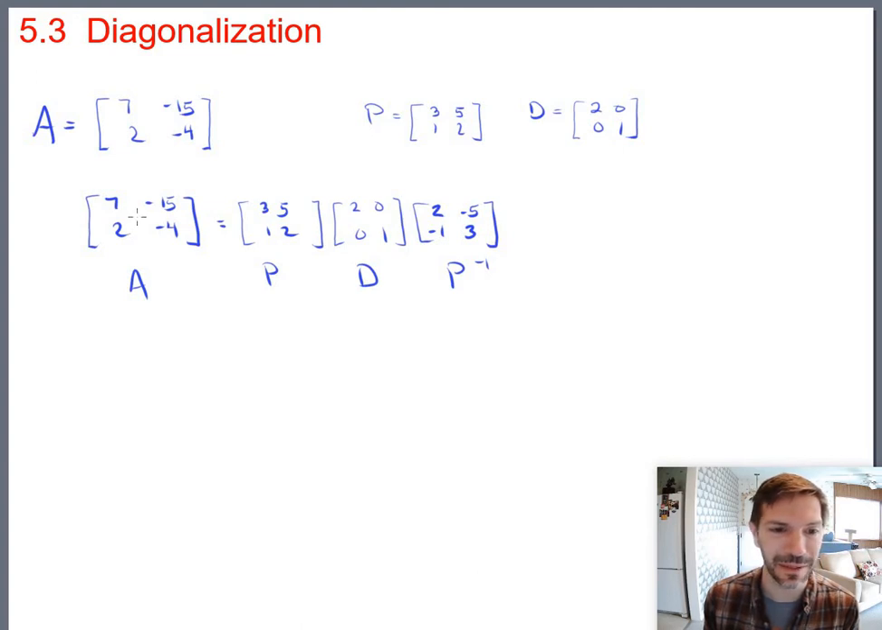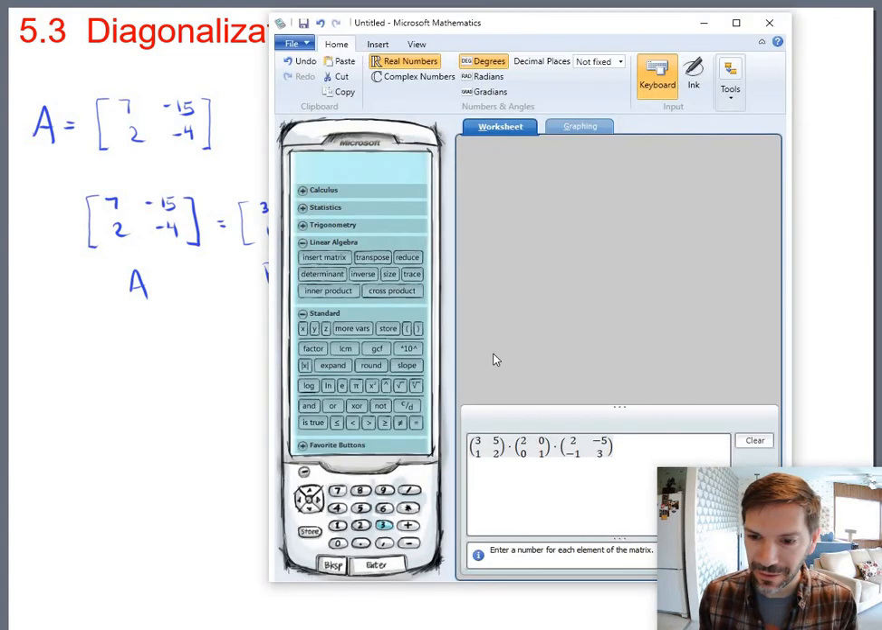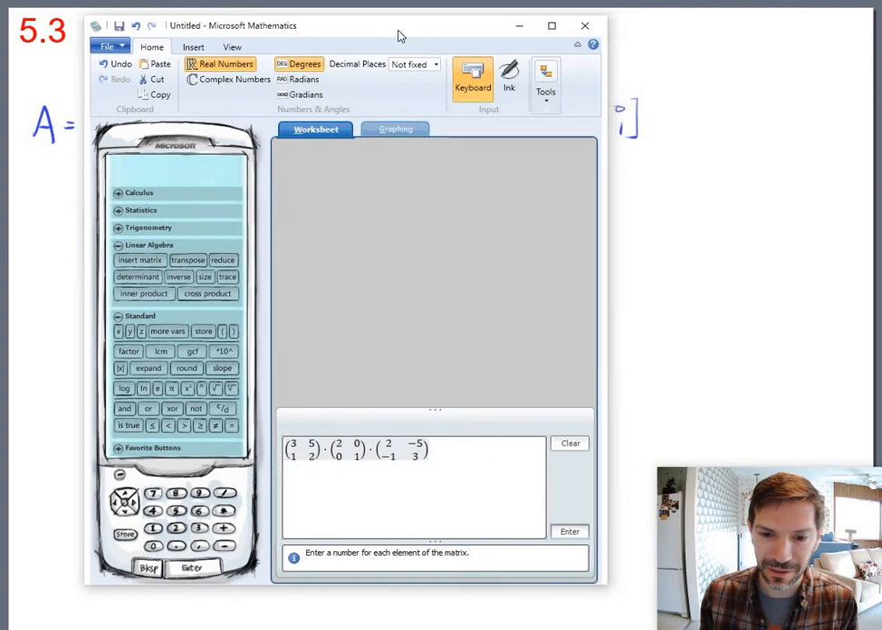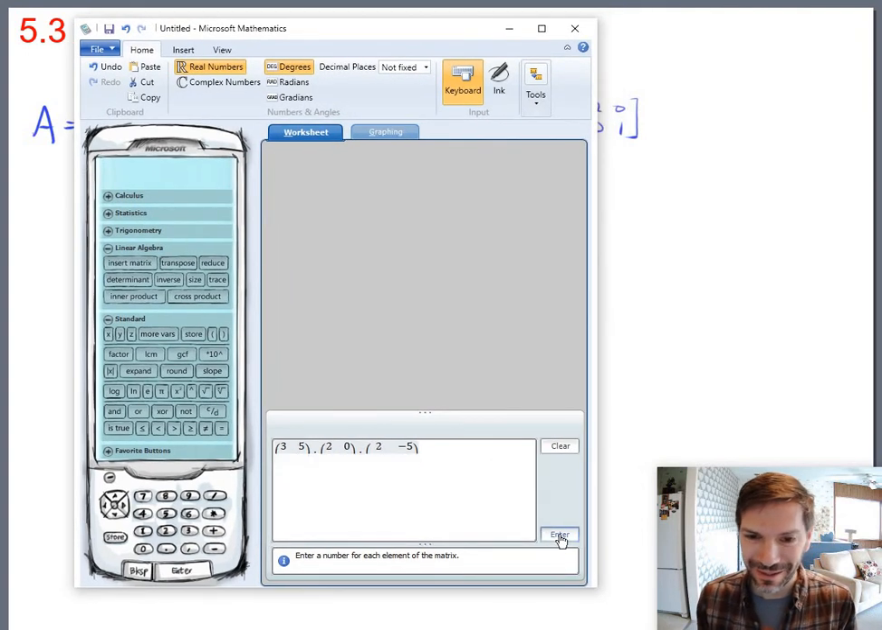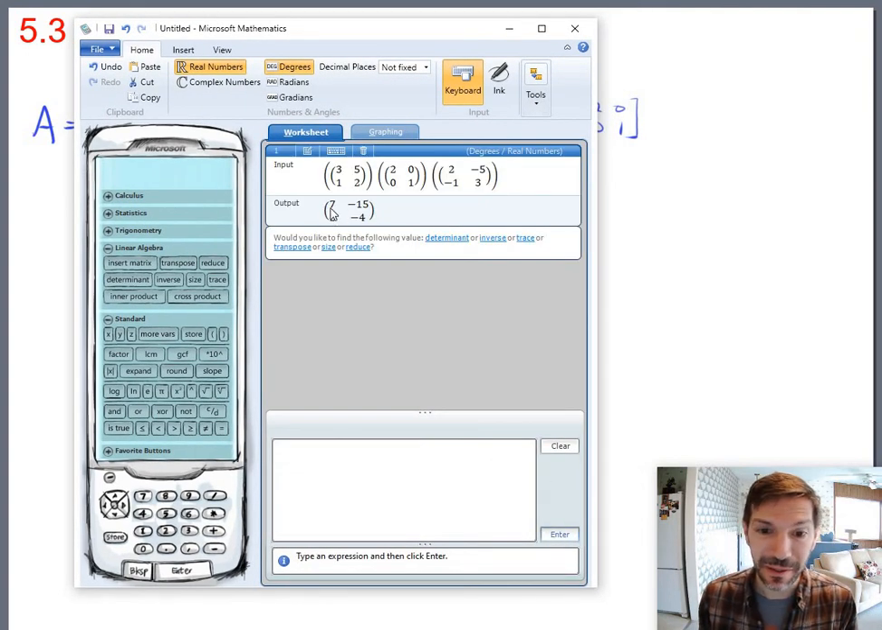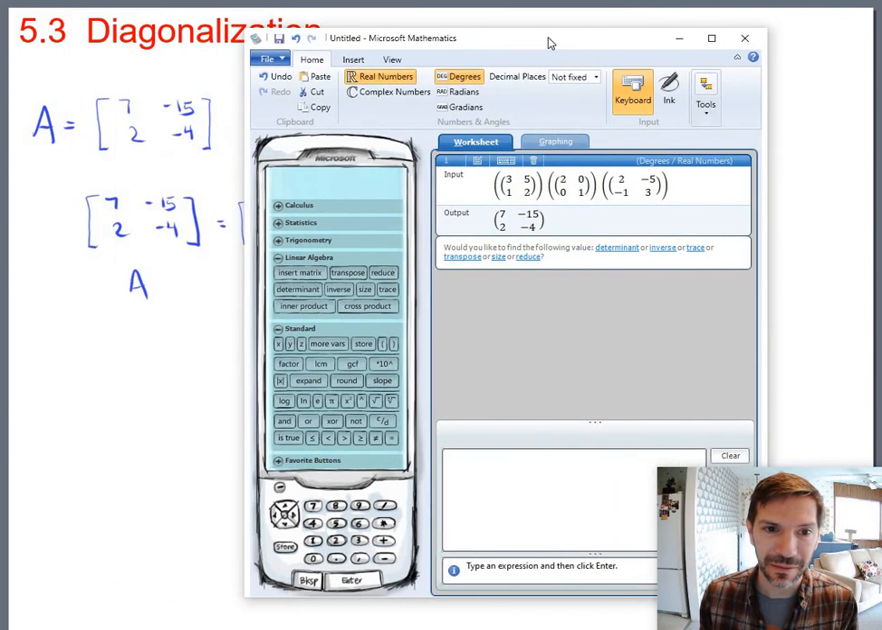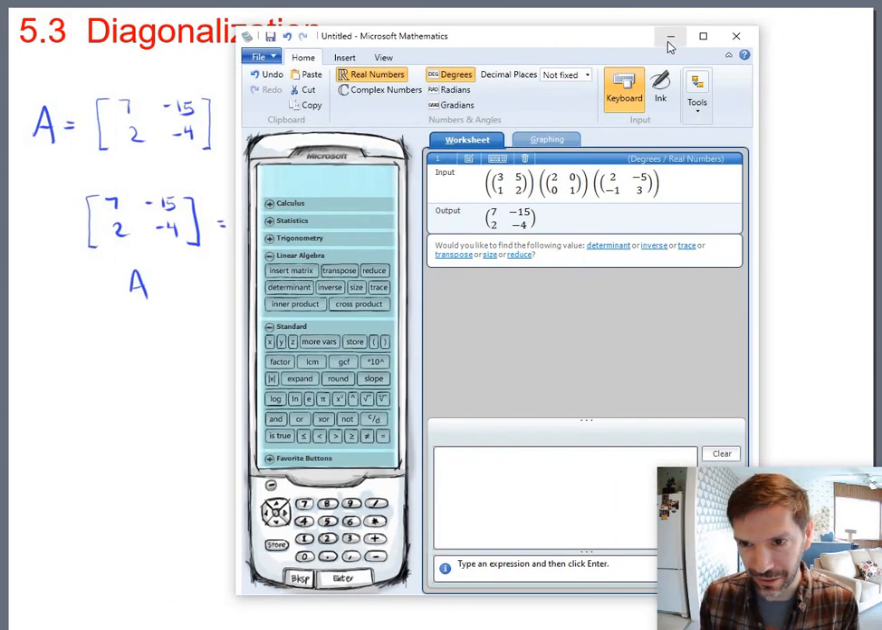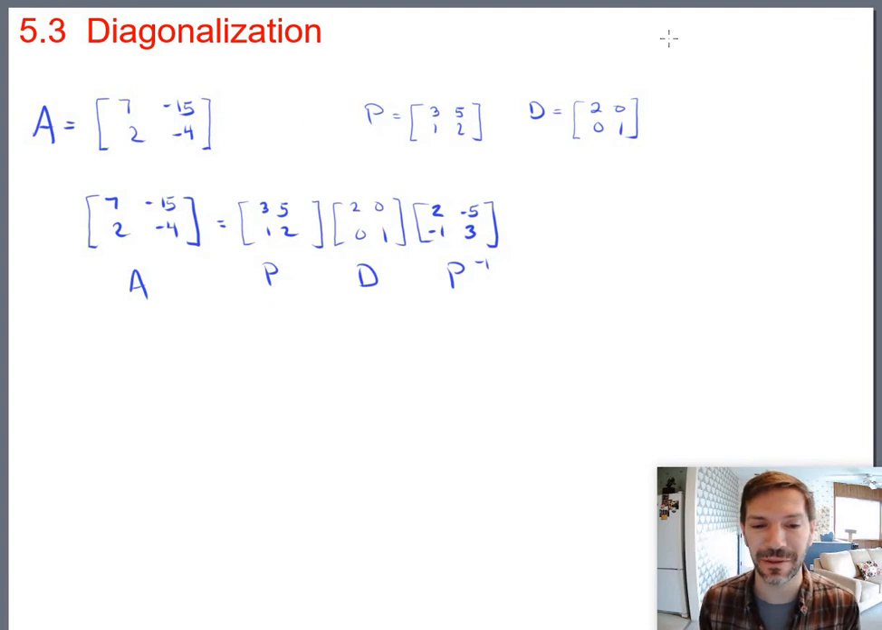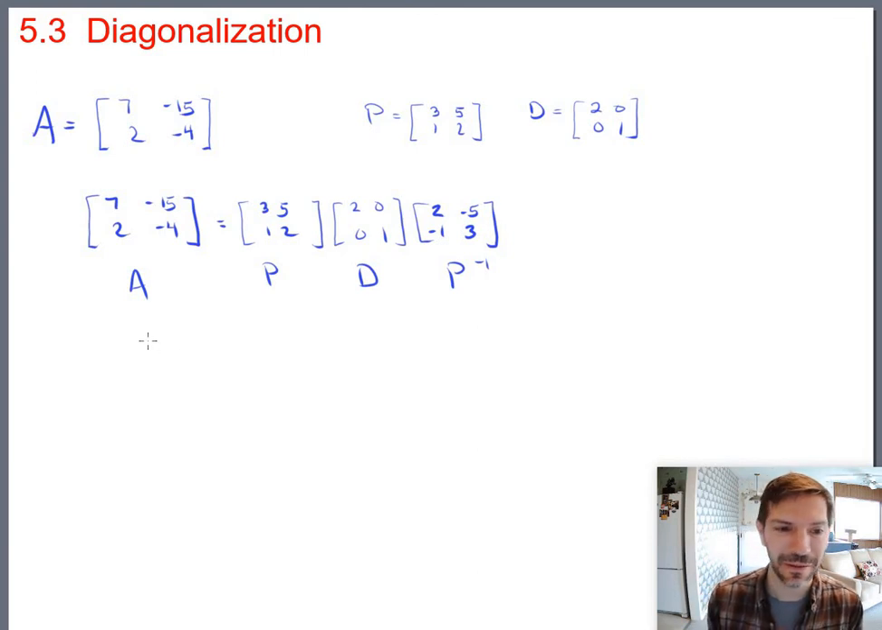So this should be our PDP inverse, and let's actually multiply it out to make sure that it becomes 7, negative 15, 2, negative 4. And I'm not going to do that by hand. I'm just going to use a calculator. So here we go, moment of truth. I've got that multiplication in the calculator. And multiplying those three out does indeed give you 7, negative 15, 2, negative 4. All right, so I've given you a proper PDP inverse factorization.